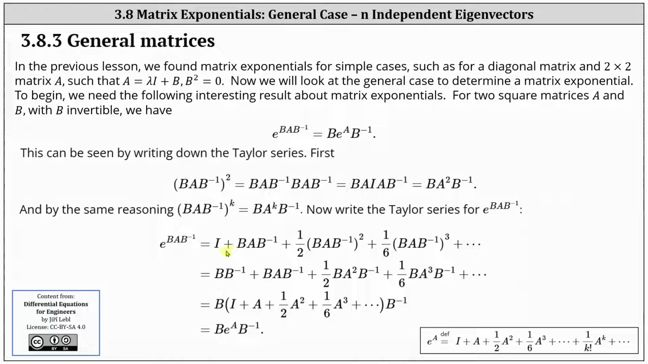From here we replace I with B times B inverse. Notice all the terms have a factor of B as well as a factor of B inverse. For the next step, we factor out B on the left and B inverse on the right. Notice in the middle here, we're left with e to the power of A. So now we have e to the power of B A B inverse equals B e to the A B inverse. Now that we've proven this, we'll come back to this later.